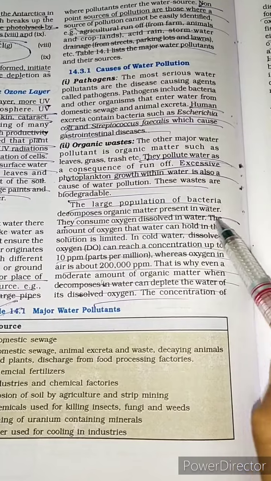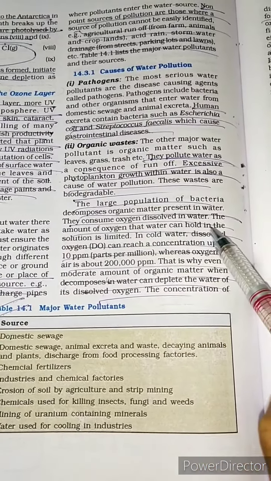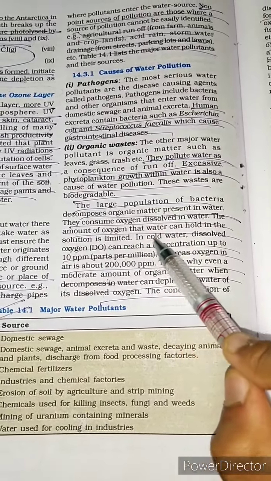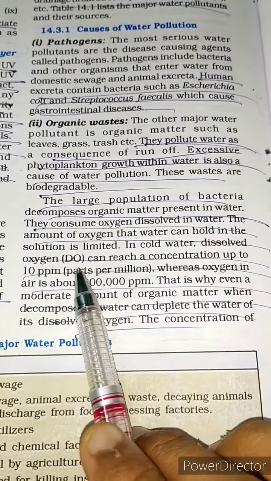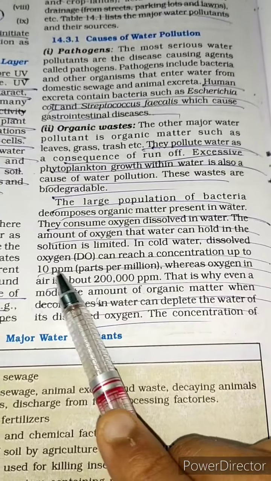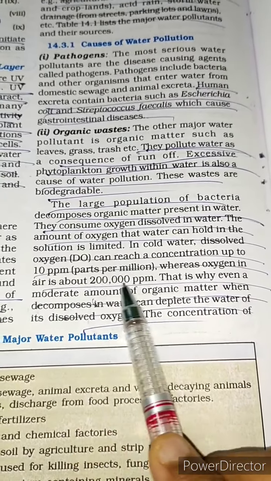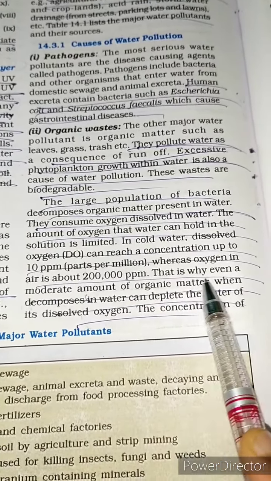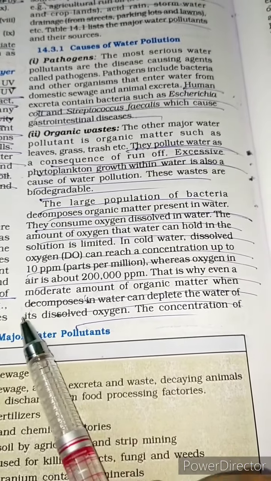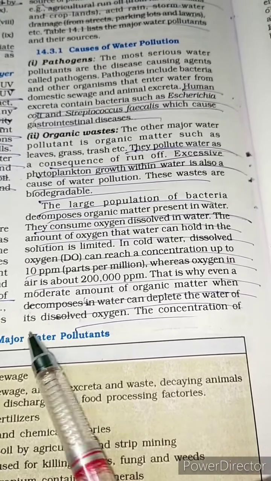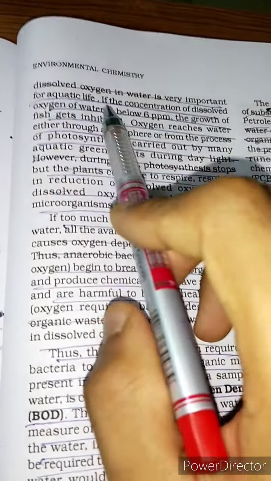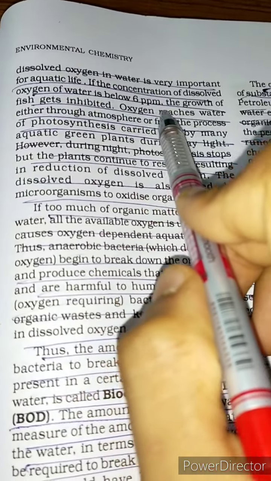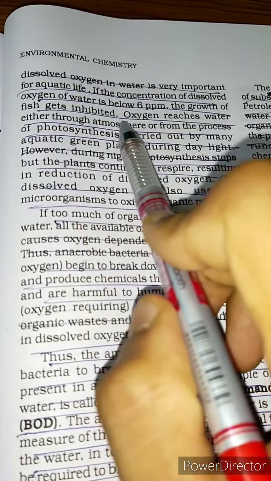They consume oxygen dissolved in water, and the amount of oxygen that water can hold in solution is limited. In cold water, dissolved oxygen (DO) can reach a concentration of up to 10 parts per million, whereas oxygen in air is about 2 lakh parts per million. This is why even a moderate amount of organic matter, when decomposed in water, can deplete the dissolved oxygen. The concentration of dissolved oxygen is very important for aquatic life. If it is below 6 parts per million, the growth of fishes gets inhibited.